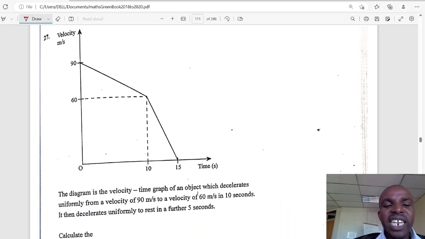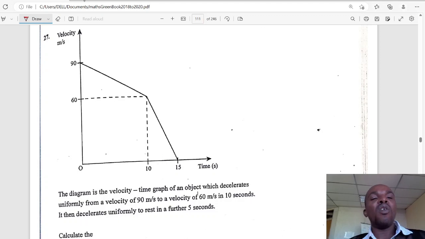Right, this one says the diagram is the velocity-time graph of an object which decelerates uniformly from a velocity of 90 meters per second to a velocity of 60 meters per second in 10 seconds. Then it decelerates uniformly to rest in a further 5 seconds. Calculate the total distance covered by the object during the 15 seconds. Right, this one is a velocity-time graph.